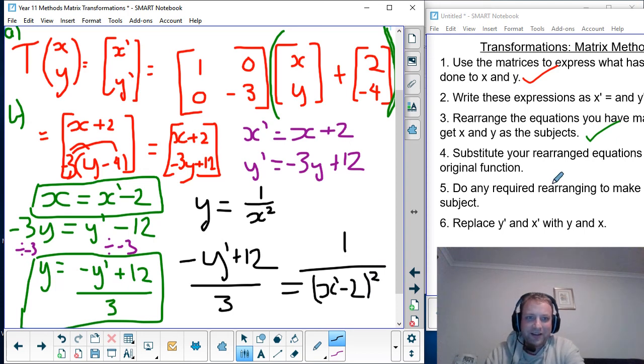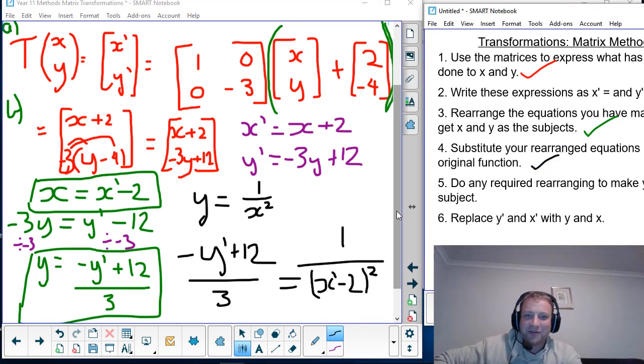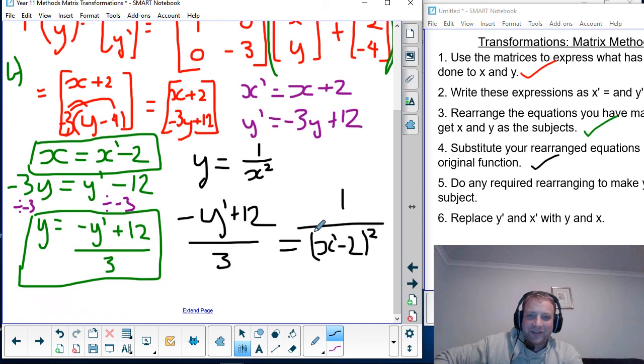All right. Step 4 is done. We've substituted, right? We turned y and x into something that isn't y and x. We are on the home stretch now, I promise. We've got this set up here. We've only got a few more steps to go. We need to do some rearranging. We need to make sure y dash is the subject. Right now, y dash has a negative and a 12 and a 3 with it. So let's knock these things off one at a time.